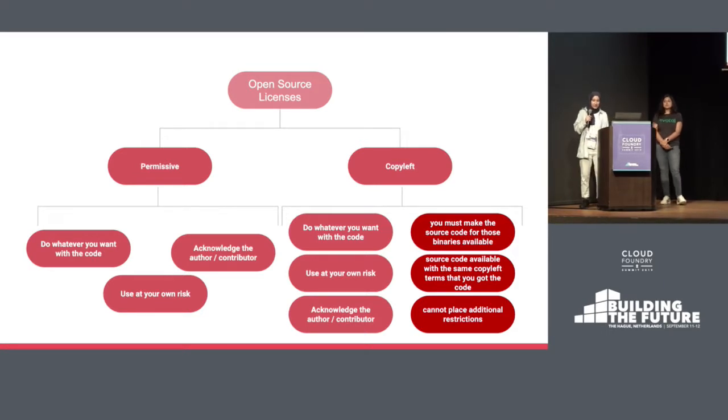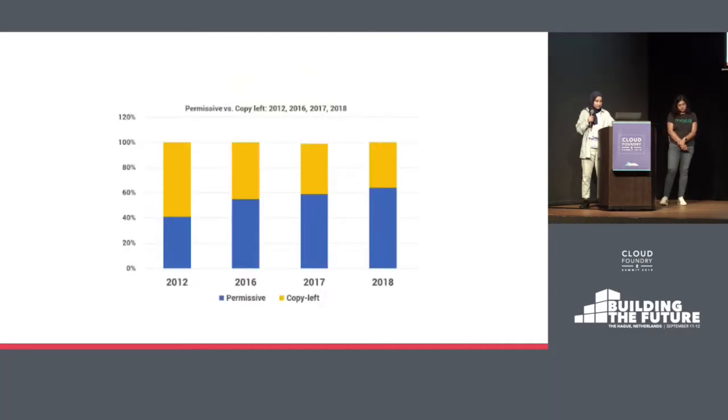For copyleft licenses, you have the same exact things as with permissive, except that you have these additional restrictions as well, such as making the source code for the binaries available, making sure that if you get code with certain terms, that you actually distribute it with the same terms, and not placing any additional restrictions. If you look over the years, people have basically been trending towards just using more permissive licenses for open source software.